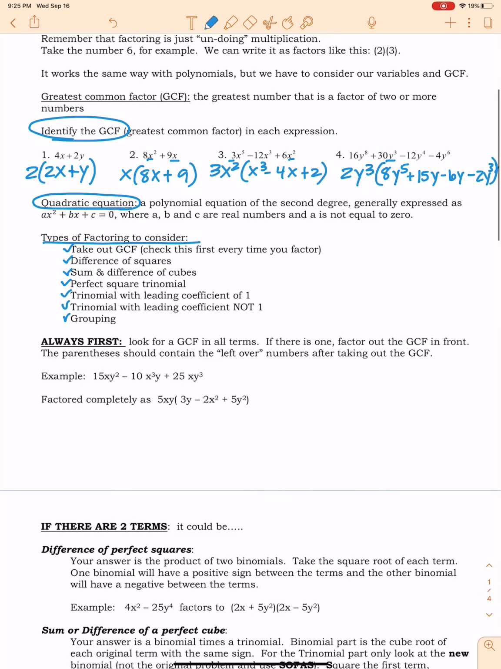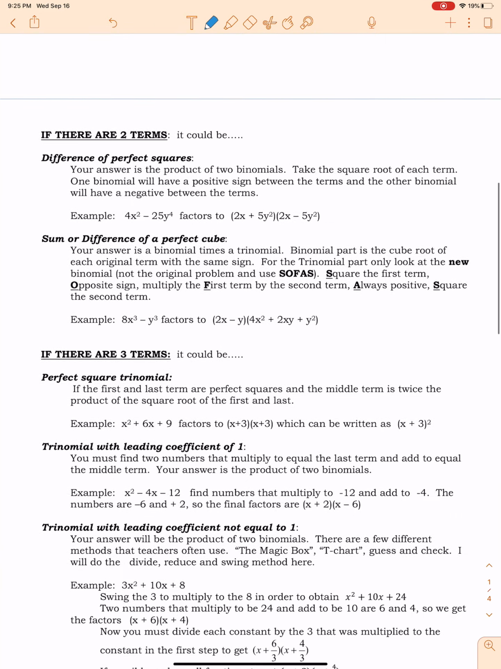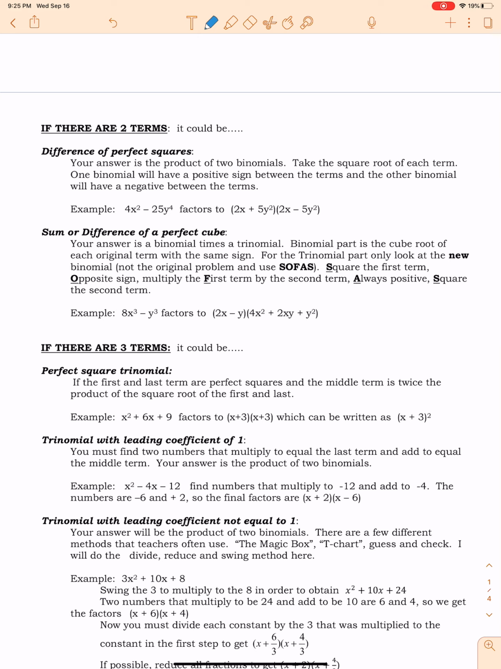So if you'll notice down here, I've got an example. And I've taken out the GCF right here, and that factoring is complete. That's just all there is to it. There's more information here, what to do if you have two terms. Generally speaking, if you're asked to factor something with just 2 terms, more often than not, it's a difference of squares, meaning that you're going to take the square root of the first term, which is 2x, and the square root of the second term, which in this case is 5y squared, and then you'll have a positive and a negative in your 2 factors.